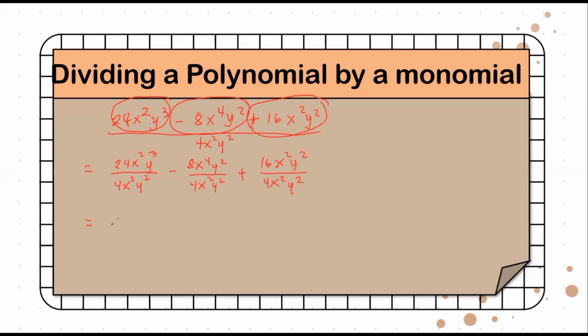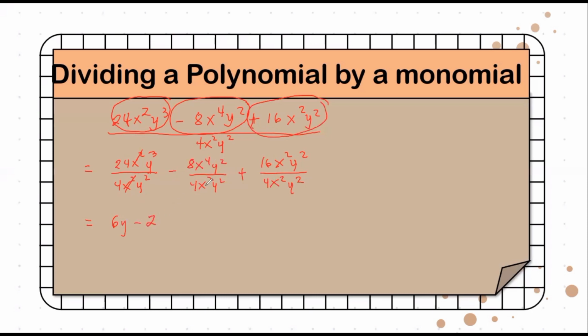24 divided by 4, this will give us a quotient of 6. X squared divided by x squared, magka-cancel na yan because x raised to 0, it will give us 1. Y cubed divided by y squared, it will give us a quotient of y. Minus 8 divided by 4, this will give us a quotient of 2.